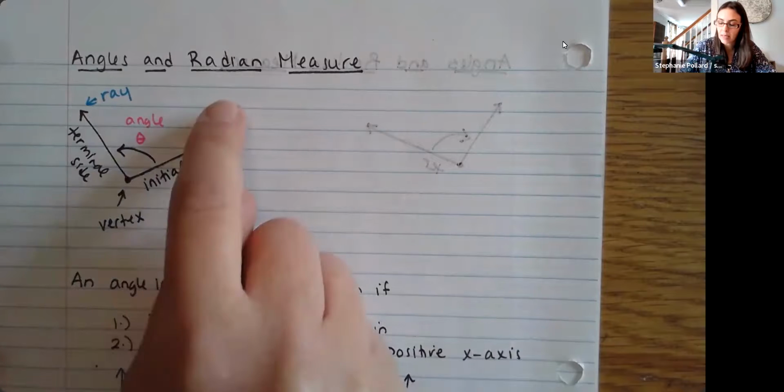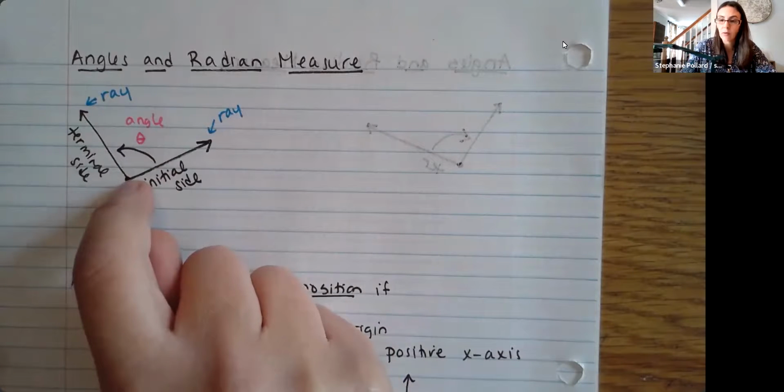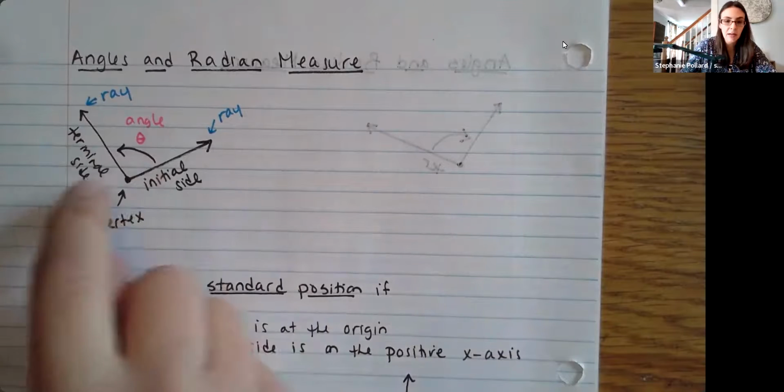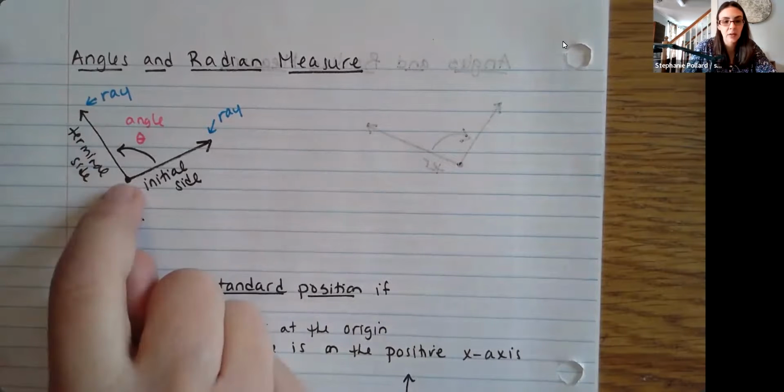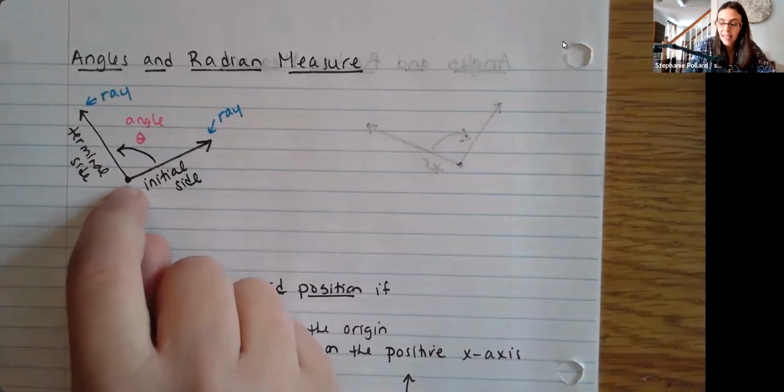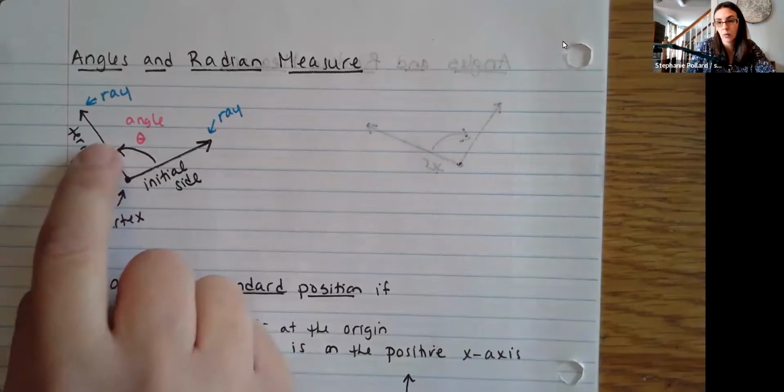So remember, a ray is sort of like a line, but it only goes on forever in one direction instead of both. So you have a ray here and a ray here. That point that they intersect or where they meet and end is called the vertex. And then the angle is created in between those two.